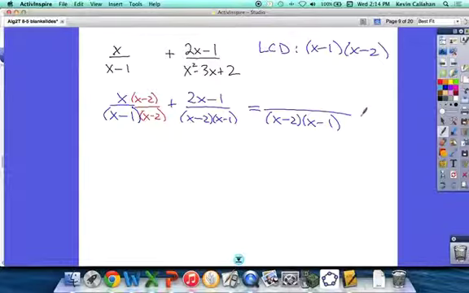Now what? Add the numerators, right? I'm going to simplify just a little bit. I'm going to say this here is x squared minus 2x. And now I can add it all up. That'll be x squared minus 2x plus 2x minus 1, which is x squared minus 1.